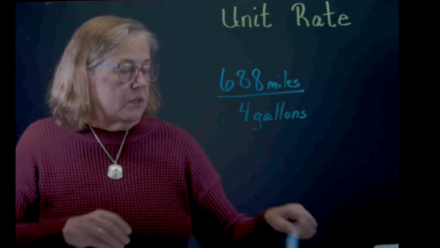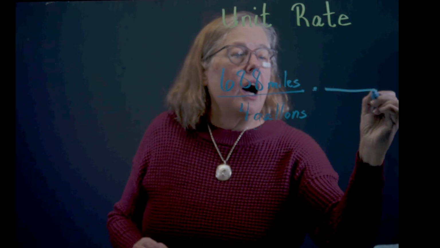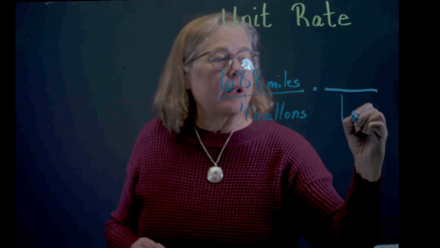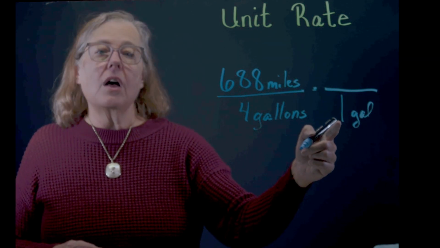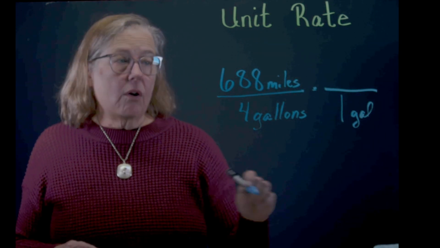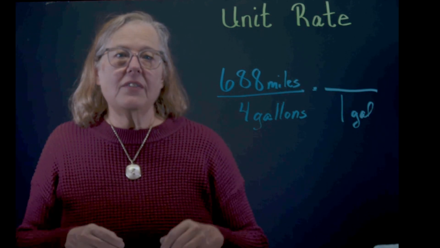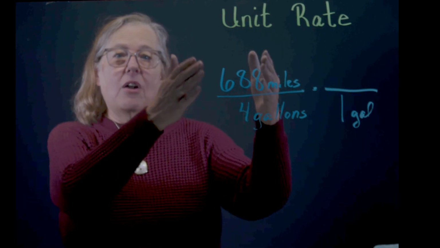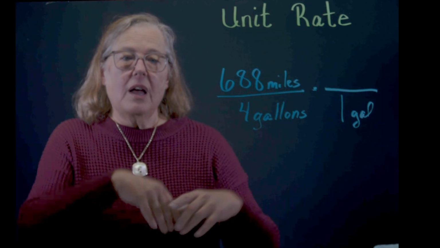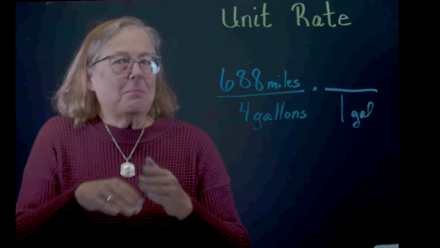In other words, the unit rate means I want a 1 on the bottom. This is what makes a unit rate a 1 on the bottom. How do we do that? Just like we had learned before, we're going to divide these. We're going to take the top divided by the bottom. How do we turn a fraction into a decimal? How do we find a unit rate? We take the top divided by the bottom.